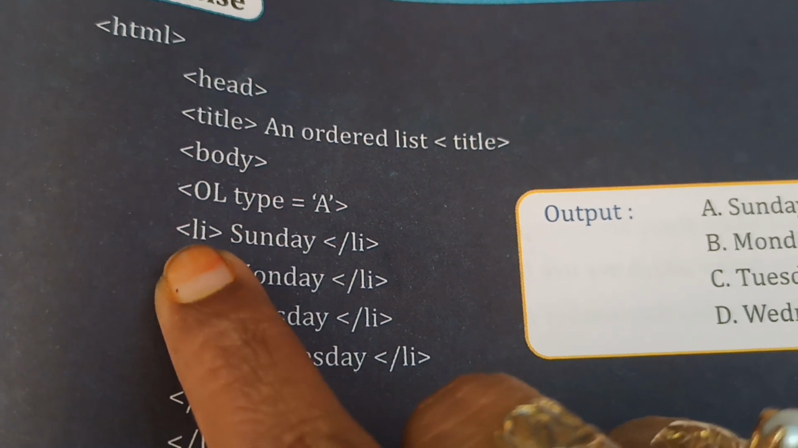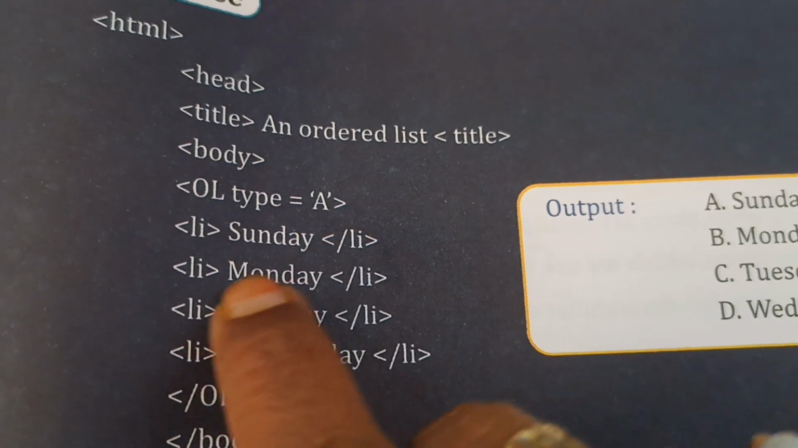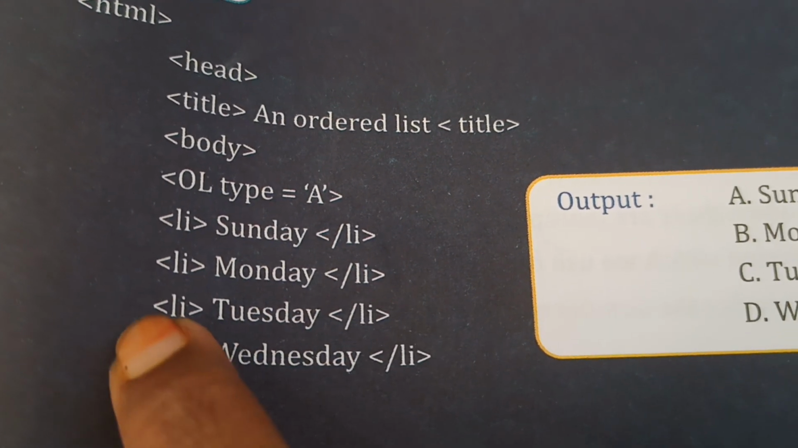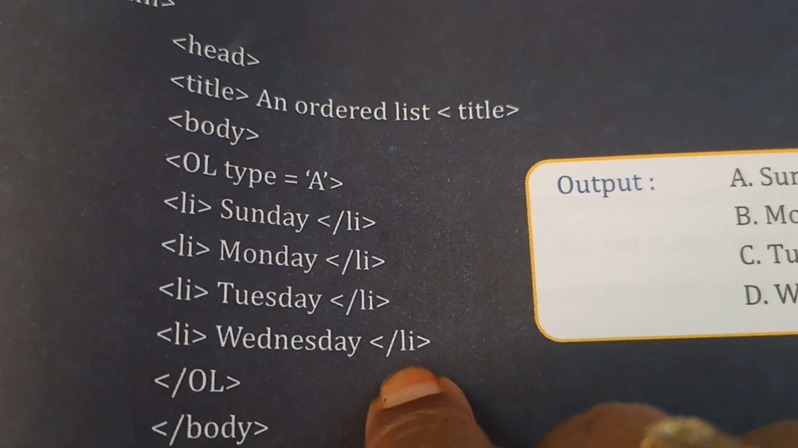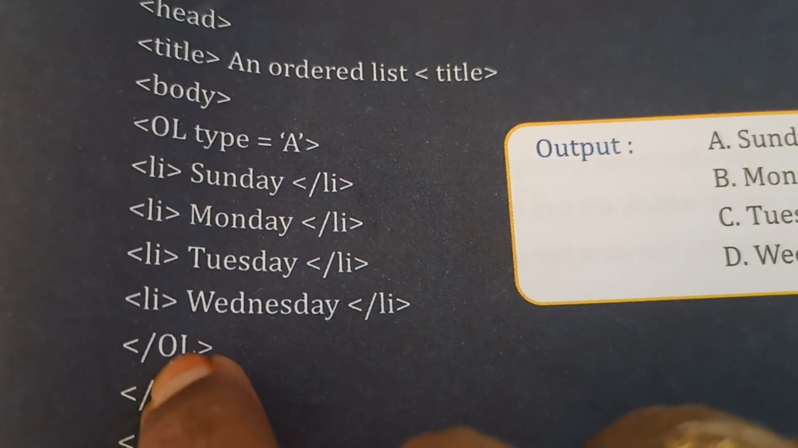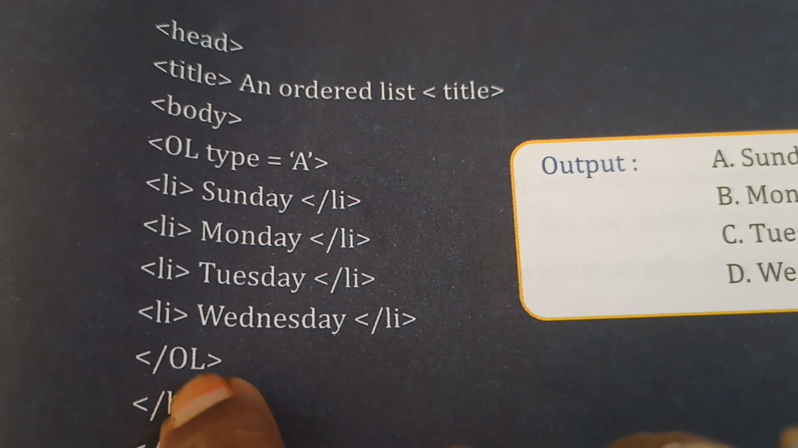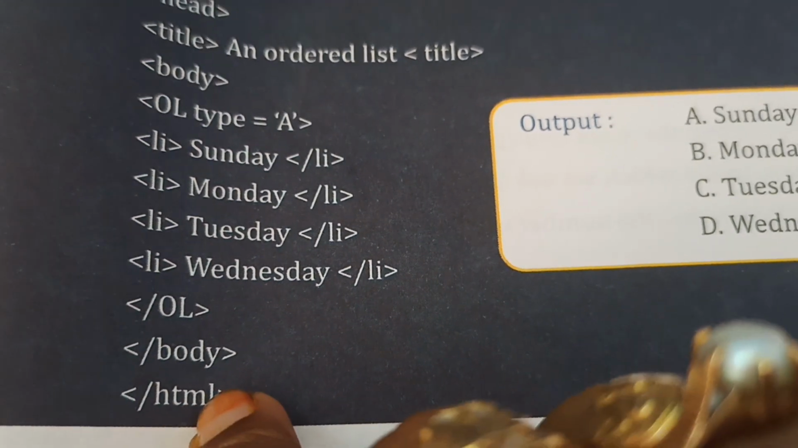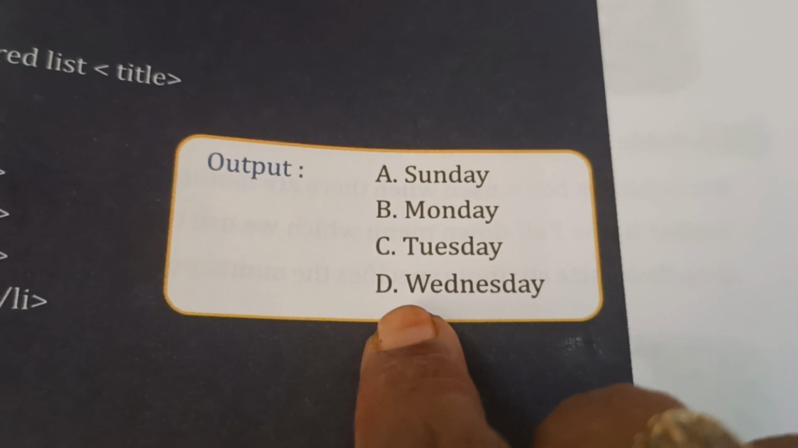So first list open tag Sunday, list closing tag, list open tag Monday, list closing tag, list open tag Tuesday, list closing tag, up to Saturday. Next, the ordered list closing tag. Next, body closing tag and HTML also closing tag. Now observe the output. This is called a list.